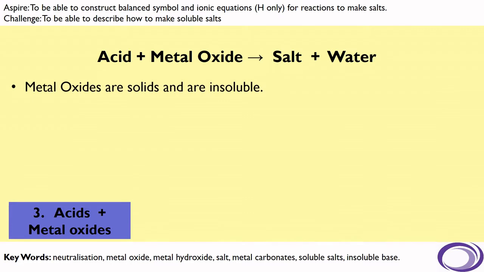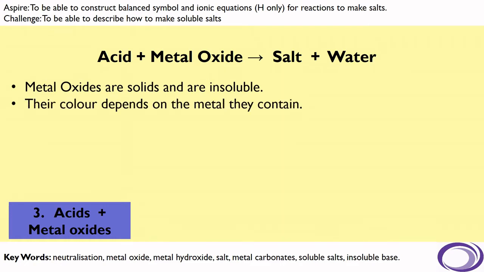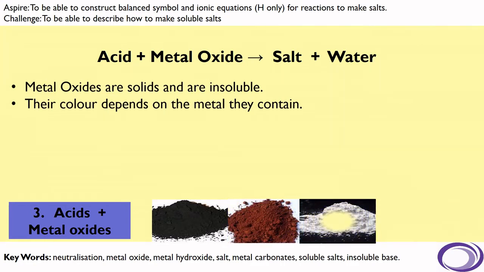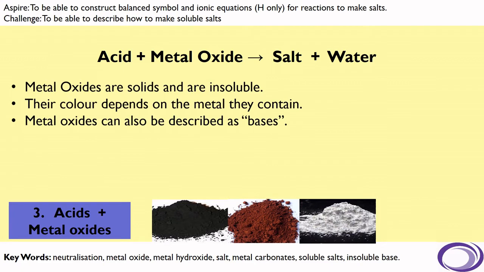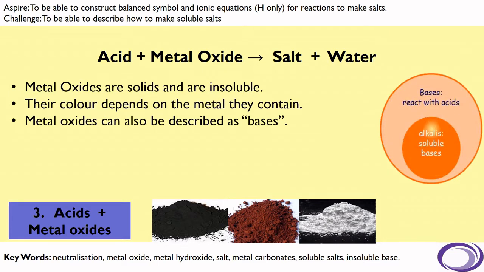Now acid reacts with metal oxides to form salt and water. Metal oxides are solids and insoluble. Their colour depends on the metal that they contain. So for example, the powder we can see on the screen at the moment is copper oxide, but they can vary in colour. Metal oxides can also be described as bases. Now, bases react with acids. An alkali is a soluble base.